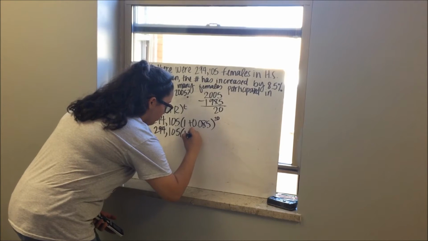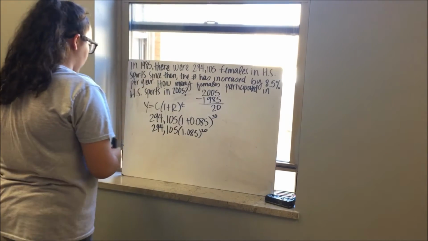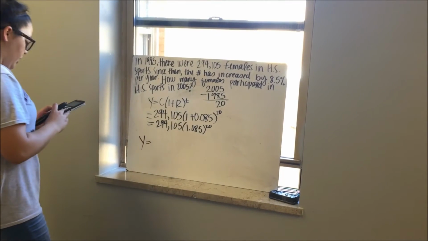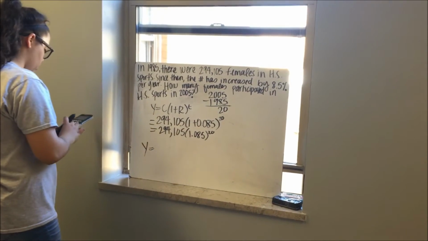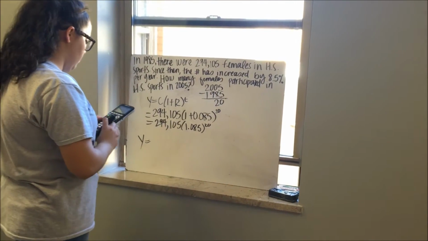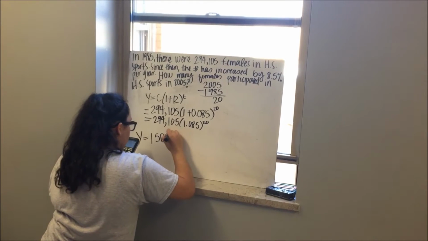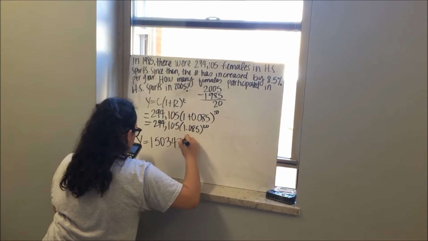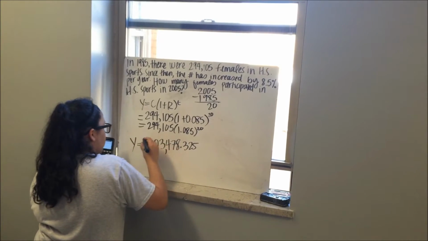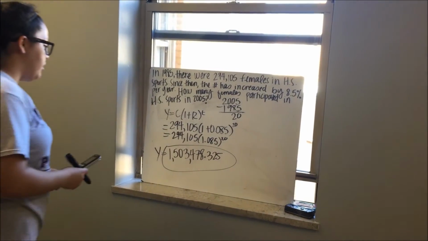If you simplify this, it would be 294,105 times 1.085 to the 20th. And when you total this out, the total amount will end up being about 1,478,325. This will be your total number of females that participated in high school sports.